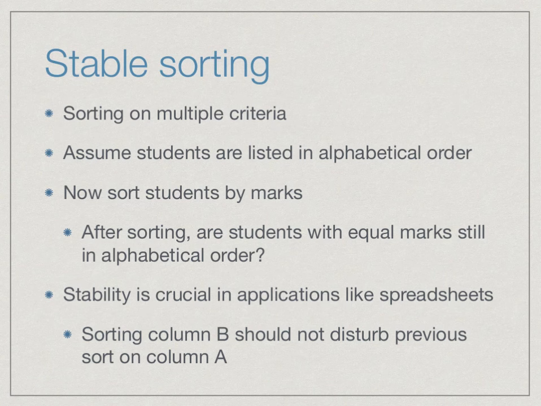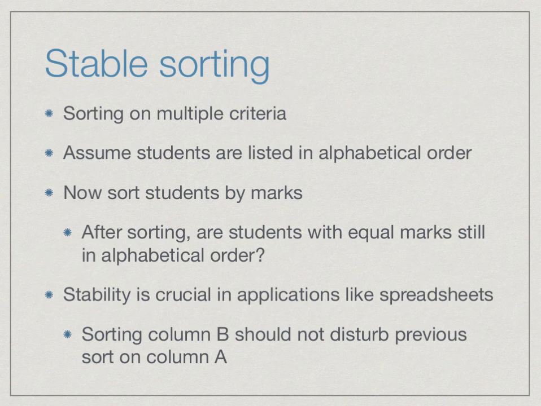Now there is one more criterion that one has to be aware of when one is sorting data. So very often sorting happens in stages on multiple attributes. For example, you might have a list of students who are listed in alphabetical order in the roll list. After a quiz or a test, they all get marks. Now you want to list them in order of marks, but where there are ties, where two or more students have the same marks, you want to continue to have them listed in alphabetical order.